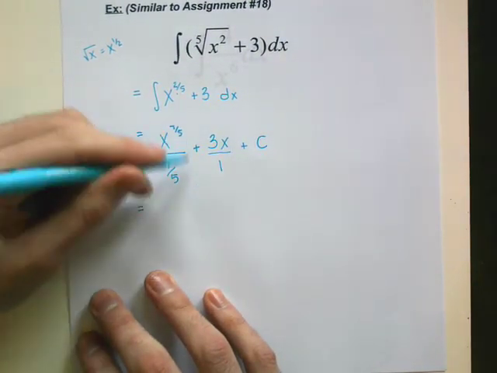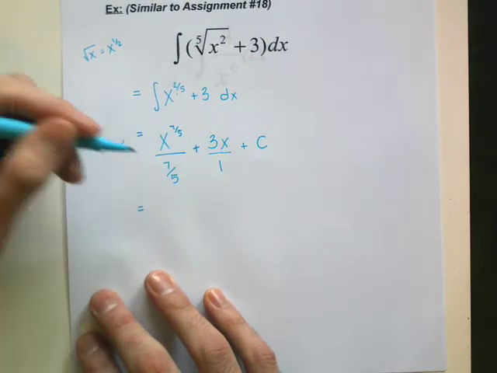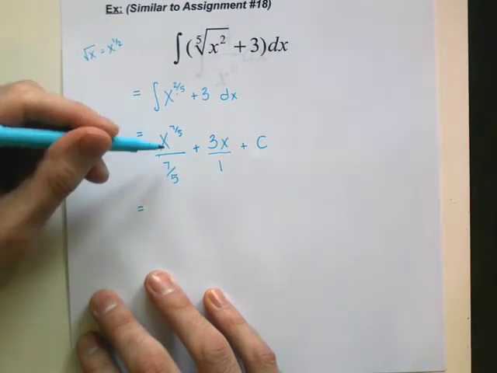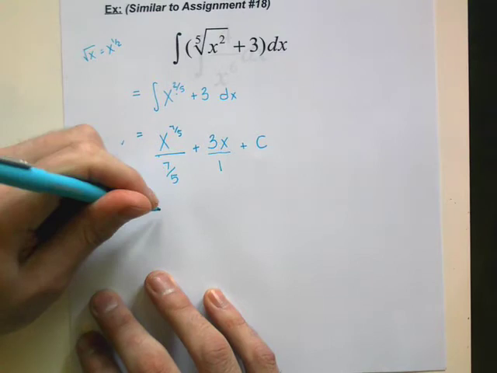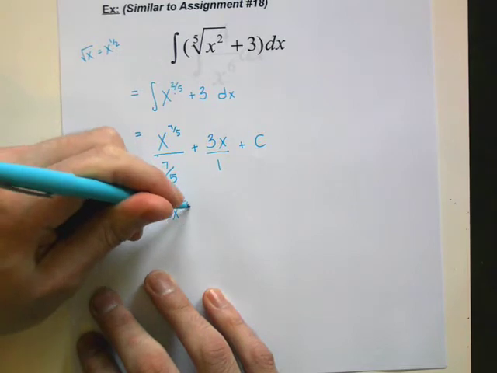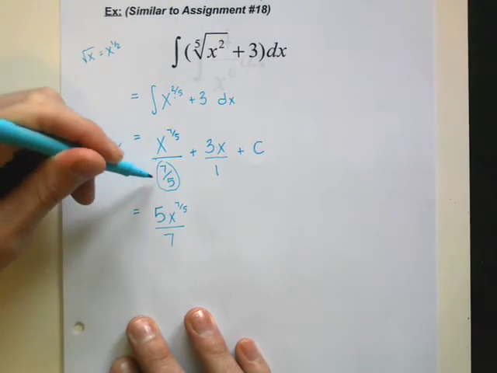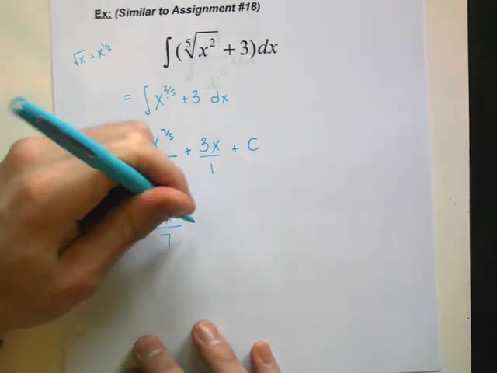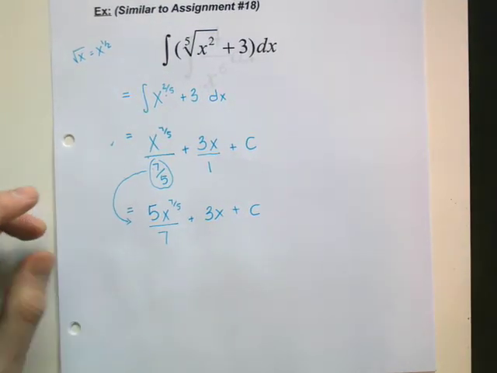You want to simplify if you have fractions in the denominator. So if you have a fraction in the denominator, just remember that dividing by a fraction is the same thing as multiplying by the reciprocal. So if I have 7/5 in the denominator, it'd be the same thing as multiplying by 5 over 7. So I could say 5x to the 7/5 over 7. Essentially what I did was I took this and I flipped it, or took the reciprocal, and put it out front. And then plus 3x plus a constant.